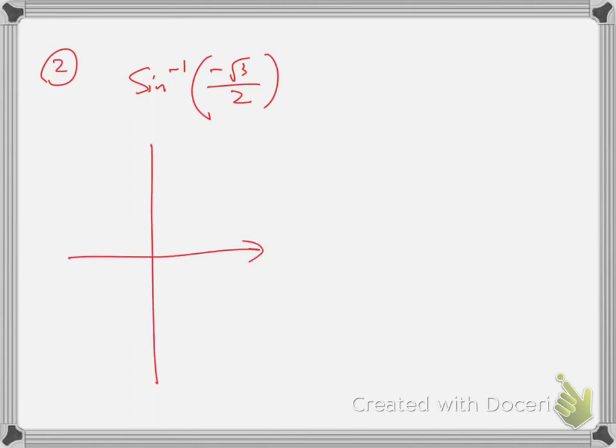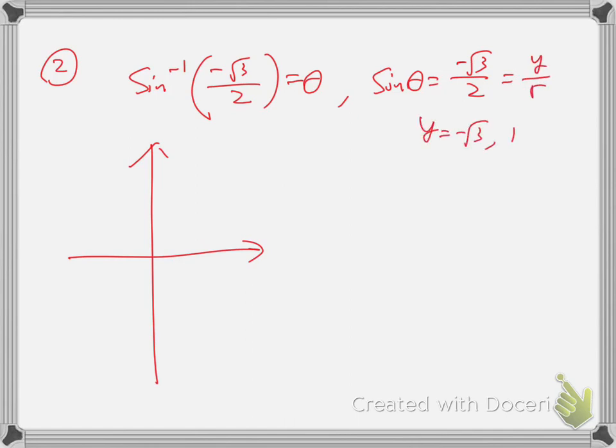So we know sine inverse, so we put this equal to theta, then this means sine theta is negative radical 3 over 2, then we know y over r is this, so y is negative, r is positive, right? I already explained that when sine and tangent are negative, we have the picture in the fourth quadrant, so the picture is here. Here is 2, and then we got negative radical 3, so this is 1.